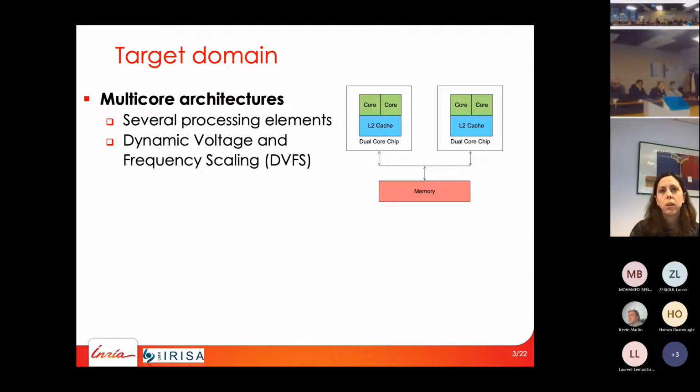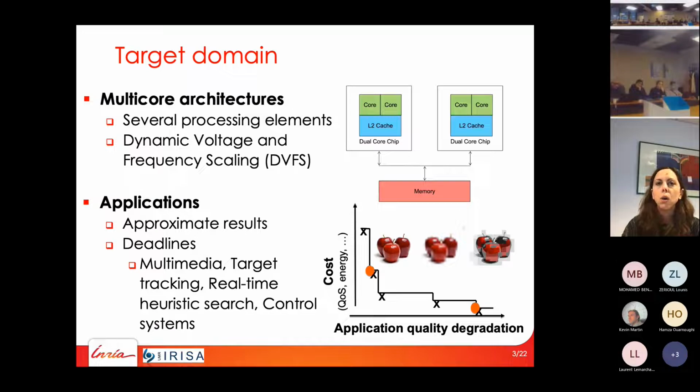Now, regarding the target domain for the applications, we are focused on applications that accept approximate results as long as a basic quality of service is satisfied and they're having deadlines. These kinds of applications we can find in multimedia, target tracking, real-time heuristic search, and control systems.